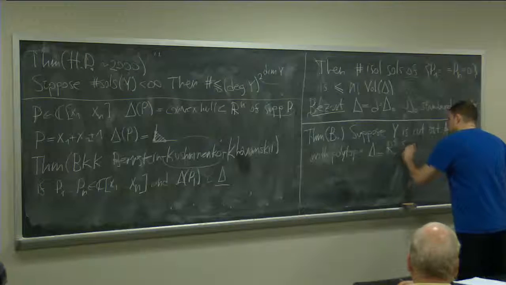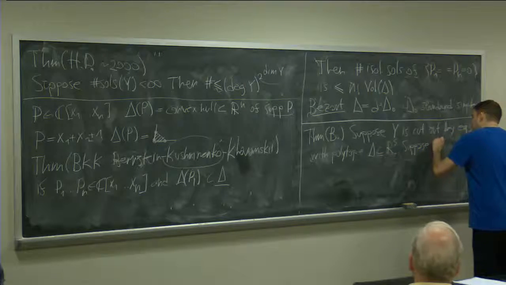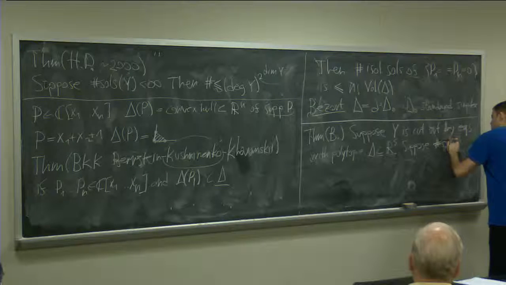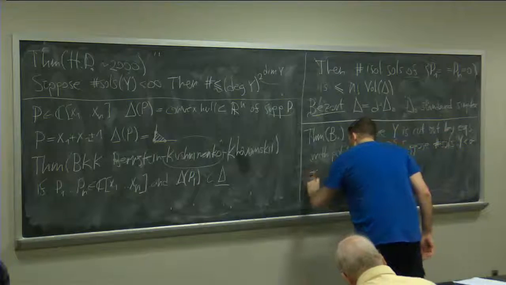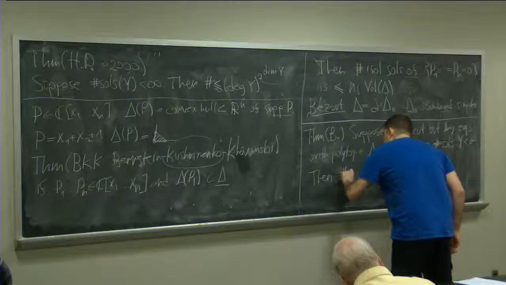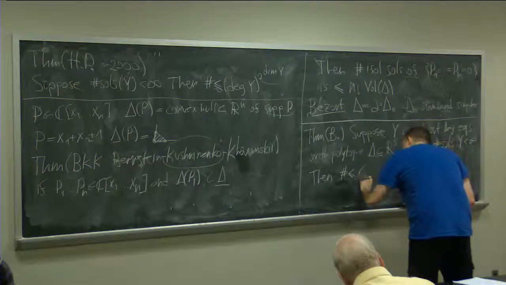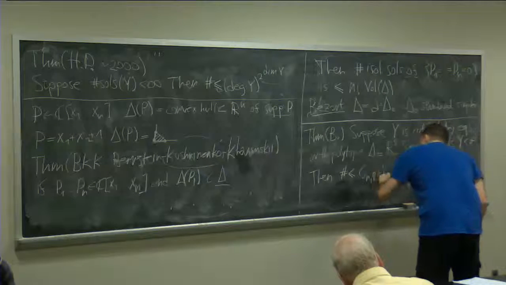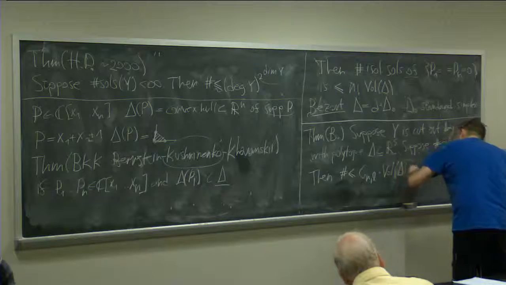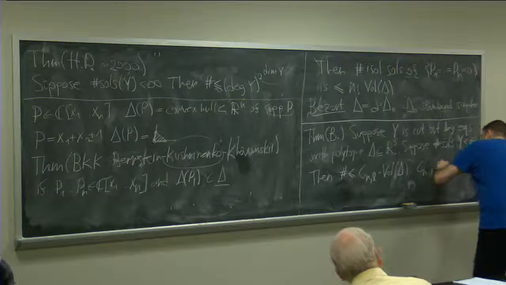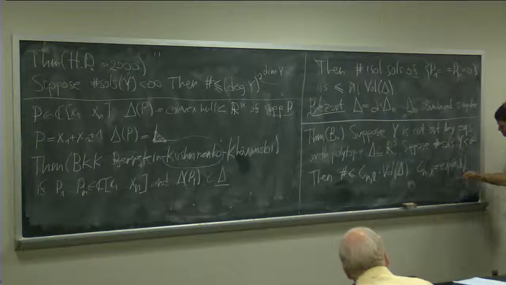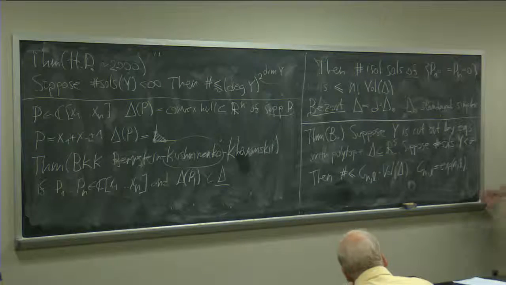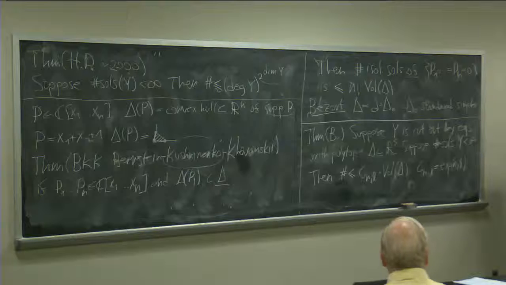Okay, now suppose, as before, that the number of solutions of Y is finite. Then this number is less than or equal to some constant C(n, L) times the volume of delta. And this C(n, L), I will not write it precisely, but it's exponential in n and L. So it's not double exponential. In the paper there is an explicit form. It's something like 2 to the n times L squared or something like that.